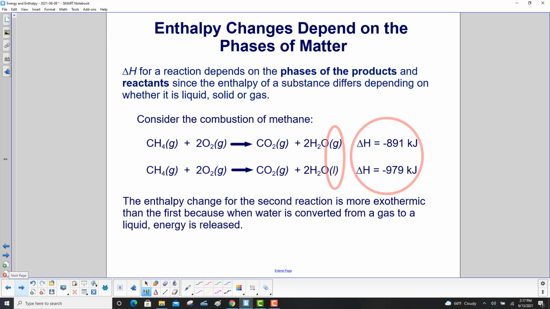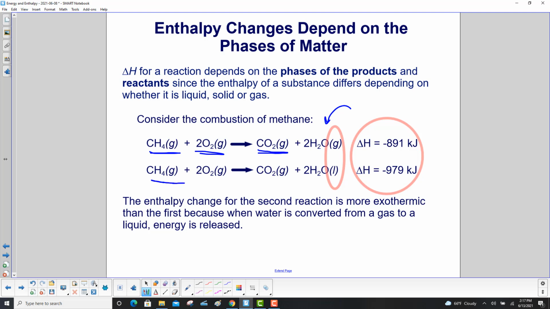The change in enthalpy for a reaction also depends on the phases of the products and reactants, since the enthalpy of a substance differs depending on whether it is liquid, solid, or gas. Once again, let's look at methane. When we combust methane with oxygen gas, and we produce gaseous carbon dioxide and gaseous water, or water vapor, we have a change in enthalpy of negative 891 kilojoules.